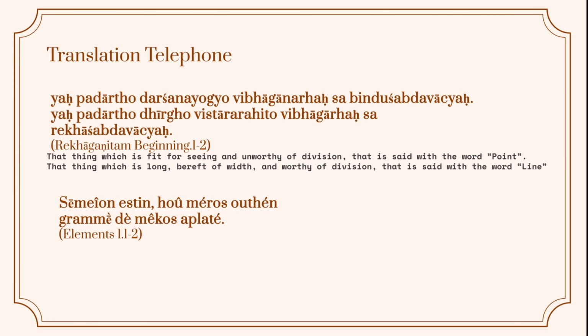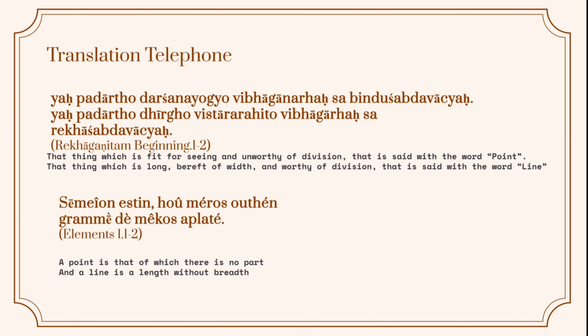Or, that thing which is fit for seeing and unworthy of division, that is said to be with the word point. That thing which is long and barefoot of width and worthy of division, that is said with the word line. And what does the original Greek translate to? A point is that of which there is no part, and a line is a length without breadth. Wow, that's brief. But remember that this is not a literal translation, but more of a paraphrase.